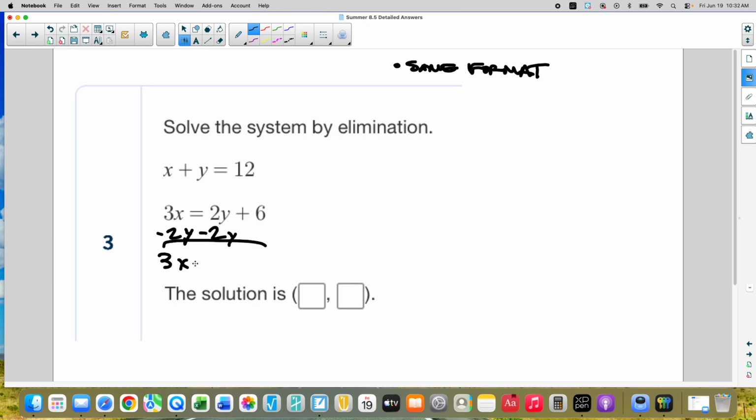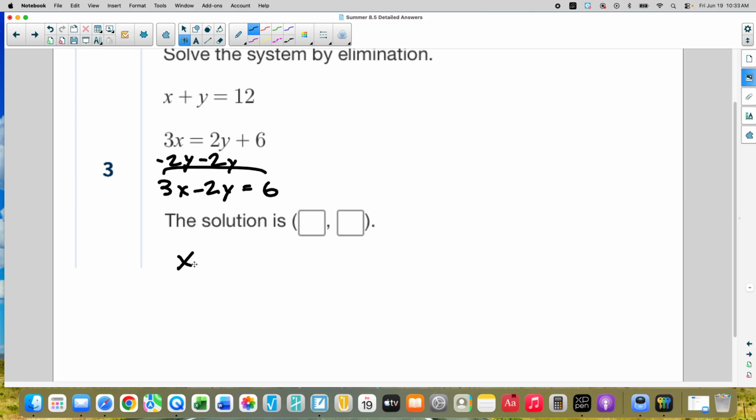Giving me 3x minus 2y equals 6. Now, if I look at my two equations, I have x plus y equals 12, and I have 3x minus 2y equals 6. So they're in the same format. Their x's are on top of each other, the y's, and their constants. X's and y's are on the left, constant is on the right. But through elimination, that means if we add these columns up, they're going to cancel one of the variables, which it does not. So I have to decide which variable I want to cancel.